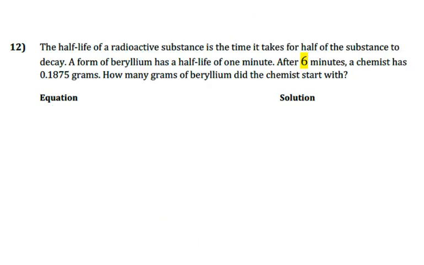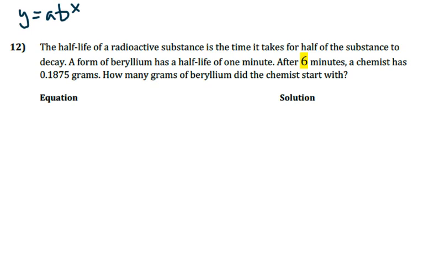Number 12. The half-life of a radioactive substance is the time it takes for half of the substance to decay. A form of beryllium has a half-life of 1 minute. After 6 minutes, a chemist has 0.1875 grams. How many grams of beryllium did the chemist start with? To write our equation, we might notice that there are no percents, and so the form we're going to be using is the general form of exponential equations, which is y equals a times b to the xth power.